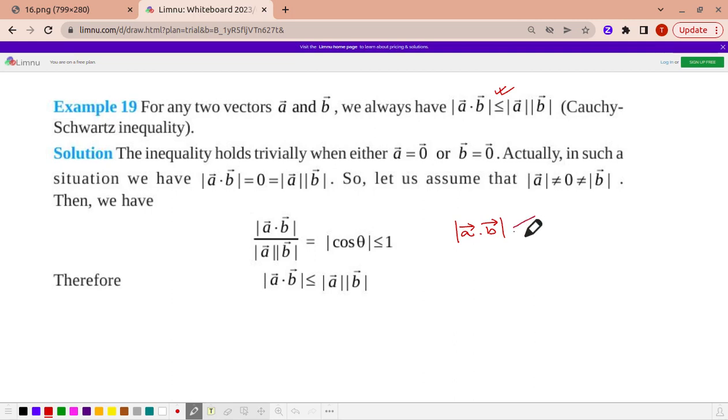That means there are two cases: one is equal to mod A into mod B, and another one is less than mod A into mod B, because according to the question, the Cauchy-Schwarz inequality is less than or equal to, so there is an equal and there is a less than. Now when equality occurs, if A is a 0 vector, that means null vector, then mod A will be 0. If A is equal to 0 or B is equal to 0, then we get A dot B equal to 0.